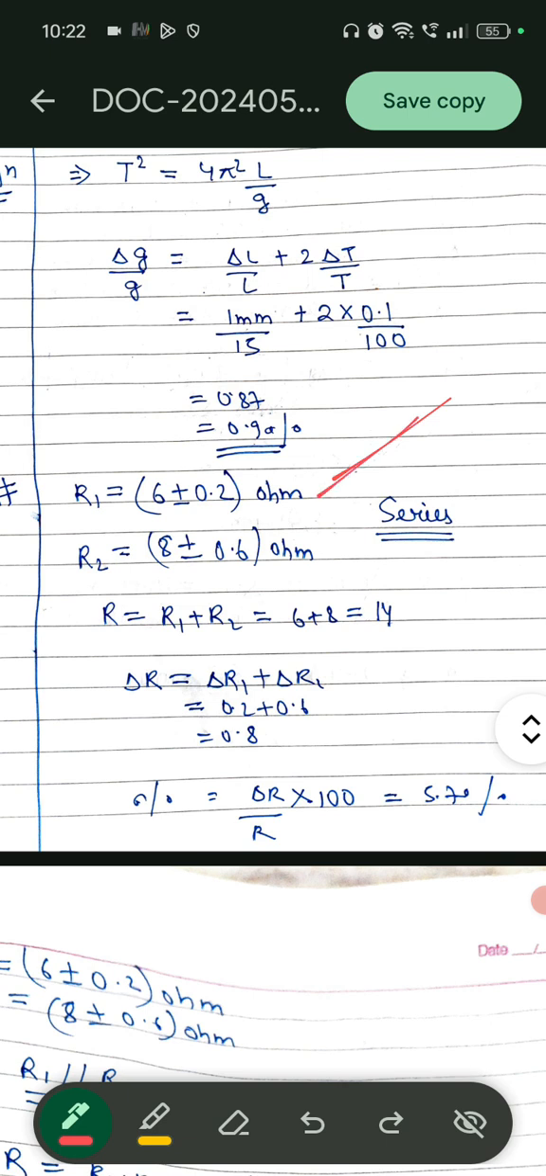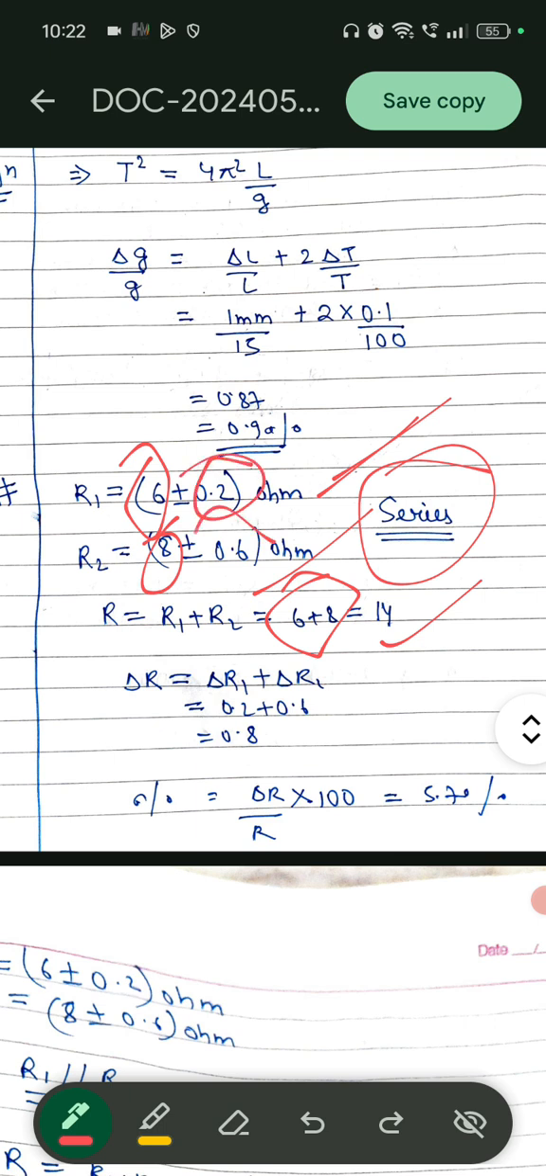Resistance 1 given, resistance 2 given. These are in series. So what we'll do, we will add 6 and 8. 6 and 8 is how much? 6 and 8 is 14. 14 is not our answer, but now we'll add the errors 0.2, 0.6 in terms of delta R.